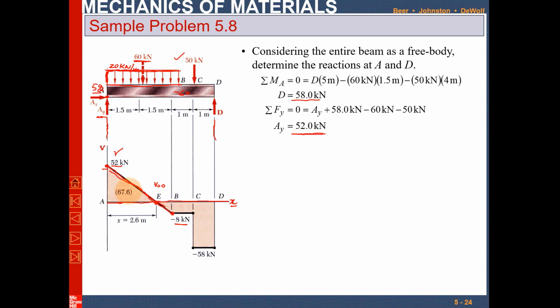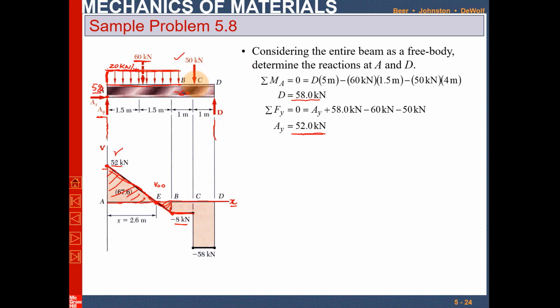So we will have two triangles. One is this triangle and the second one is this triangle. Clear? So the area under these triangles will give you the bending moment. Now from point B to C, you can see there is no force. So the shear force will be the same from point B to C, and that will be minus 8. So from point B to point C there will be minus 8.